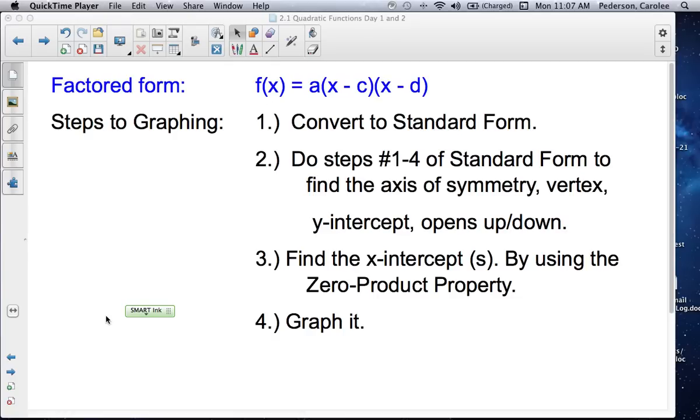To find the x-intercepts, we factor it, and in this case they'll already be factored, and you use the zero product property. You set those factors equal to 0 and solve for x. Those are going to be your x-intercepts. So on the next slide is an example that will go through these steps. I'll give you a little bit of time to write that up.